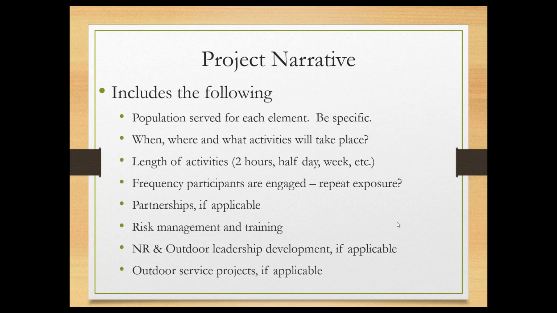Some people kind of jump around all over the place, and it can be really hard when reviewing the application to really know what you're proposing. You're going to want to include when, where, and what activities. We like to say this whole section is the 5 W's: the who, what, when, where, why. So make sure to include when, where, and what activities will be taking place throughout the grant activity.